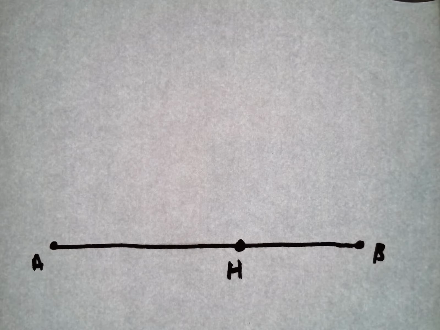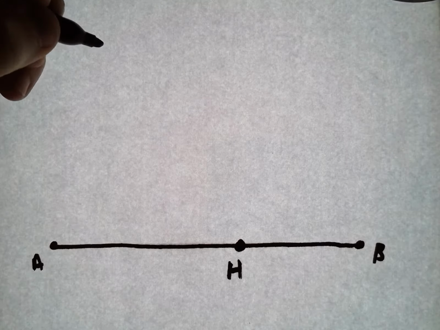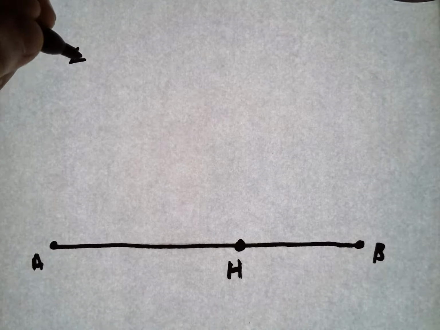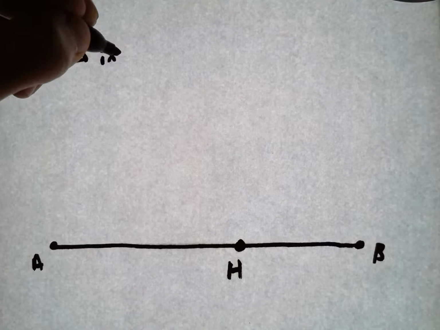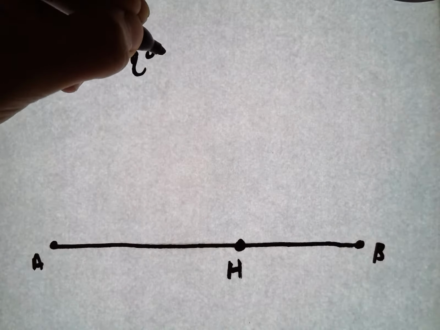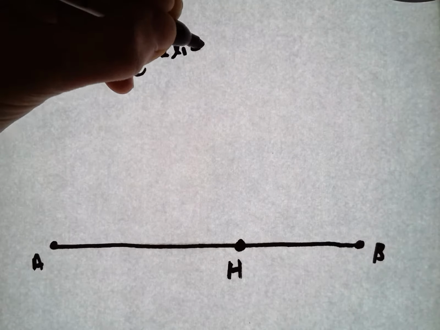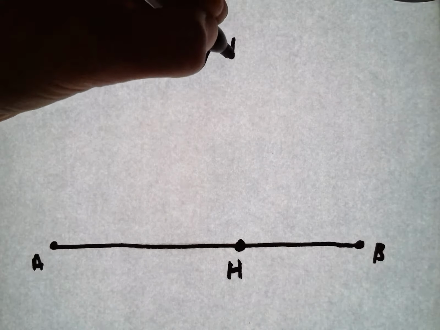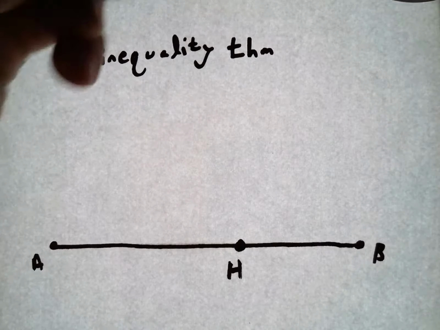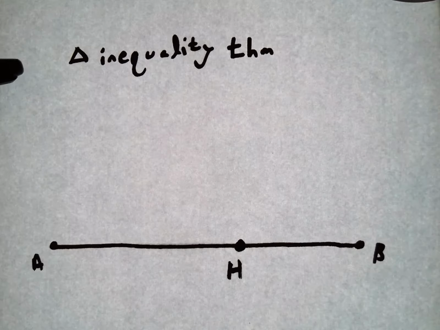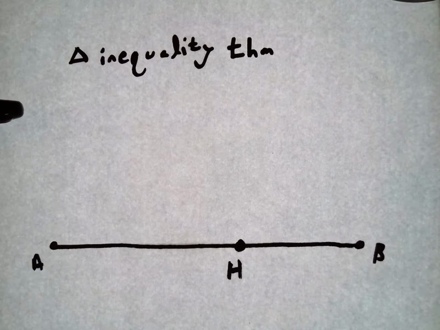In today's video, we're going to explore the triangle inequality theorem a little bit. That is the triangle inequality theorem. And all that says is that to be able to make a triangle, certain things need to be true about the lengths of the sides.